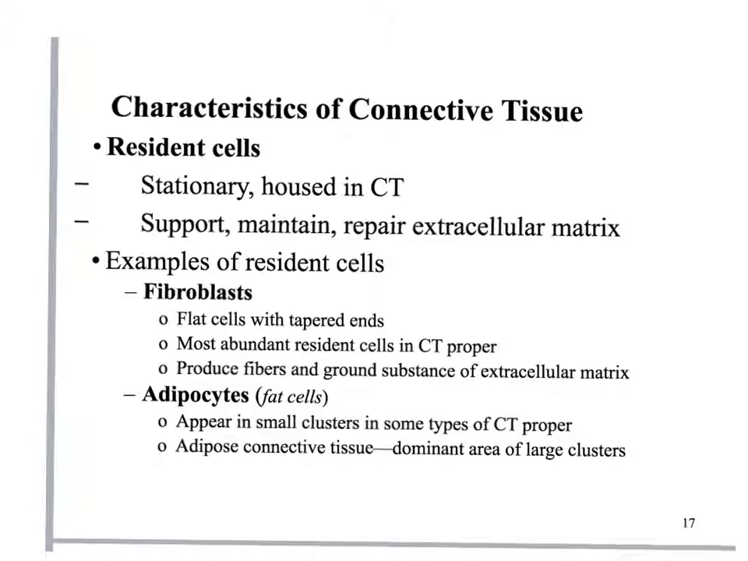Examples: fibroblasts. Fibro means fiber. Blast, anytime you see blast, that means a cell that produces something. Okay? A cell that produces something. In this case, usually it's what's before it. So fibroblasts, right? They're going to produce the fibers. Okay? They tend to be flat, tapered ended. They're most abundant in the connective tissue proper. And they produce the fibers and ground substance you find in extracellular matrix.